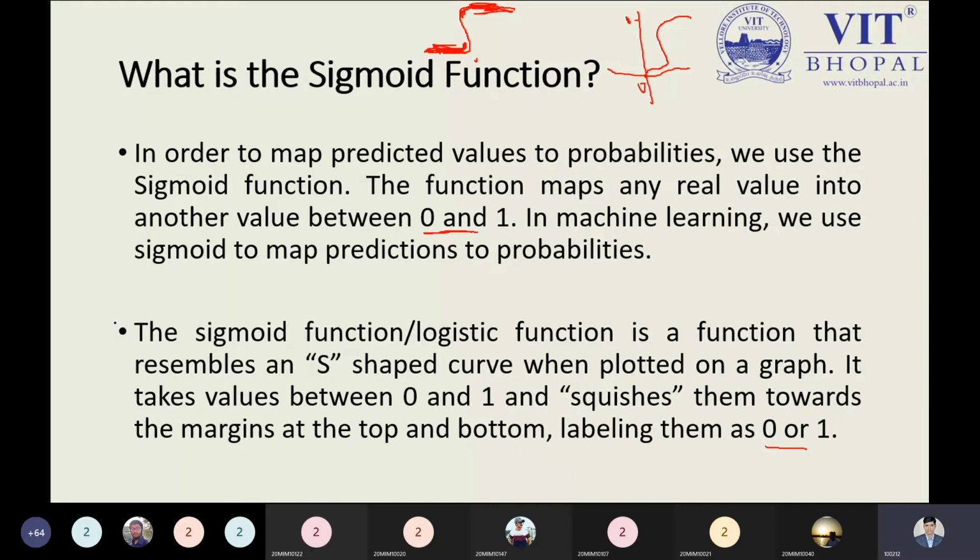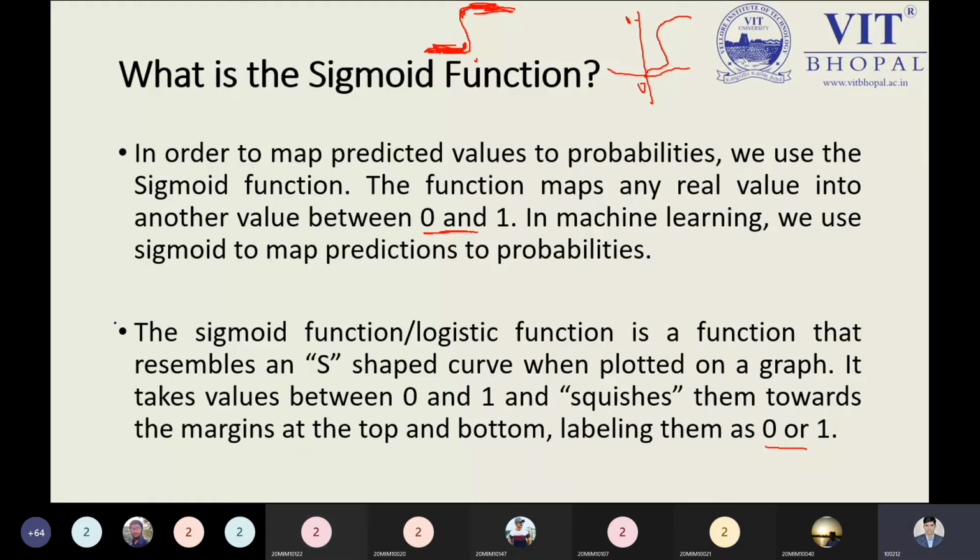In machine learning, we use sigmoid to map the prediction to probabilities. The sigmoid function or logistic function is a function that resembles an S-shaped curve when plotted on a graph, and it takes values between 0 and 1 and squeezes them towards the margin at the bottom and top, labeling 0 and 1. Whatever we have seen so far, this is a summary of our part. This is just an idea about the sigmoid function, and with the help of the diagram, I will tell you everything. But is it clear to you right now what the sigmoid function is and how we can depict it?